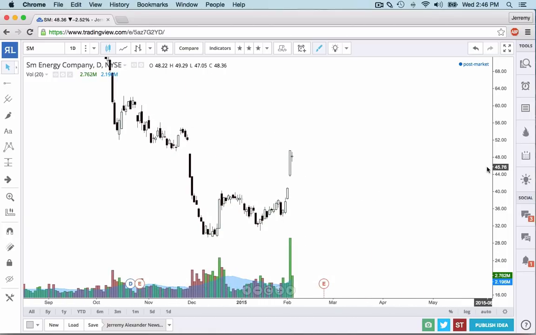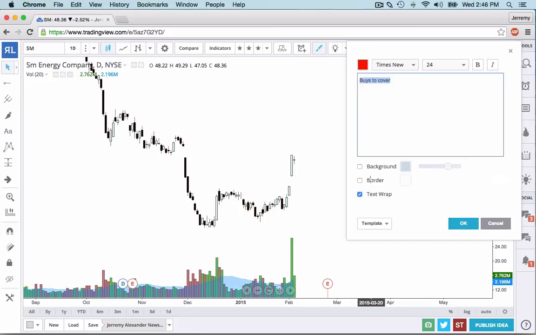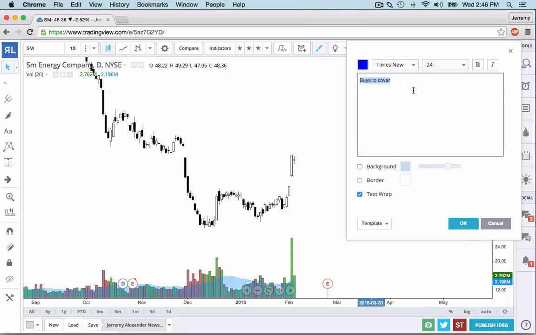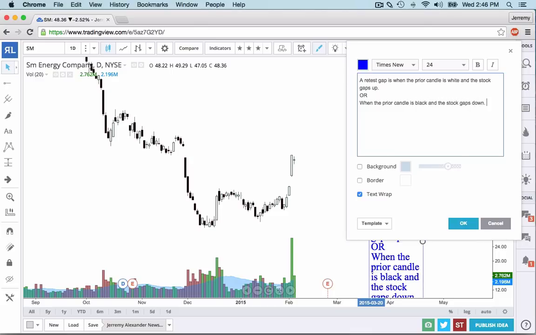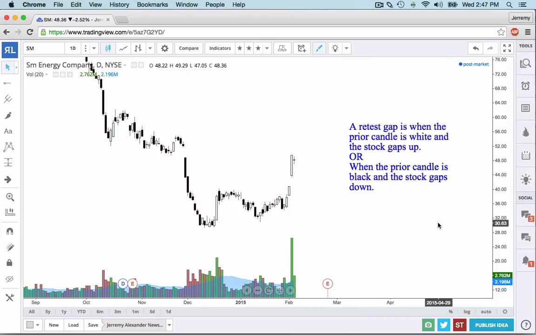So what is a retest gap? Well, again, here's a trivia question. What is the most important candle when looking at a gap? Well, the answer is prior candle. Prior candle is the most important candle. So this is a really, really simple explanation. A retest gap is when the prior candle is white and the stock gaps up, or when the prior candle is black and the stock gaps down. Simple as that. All right, that's a retest gap.